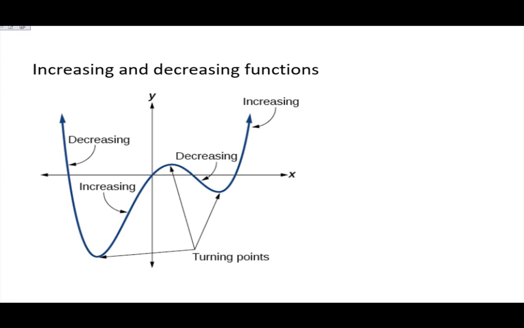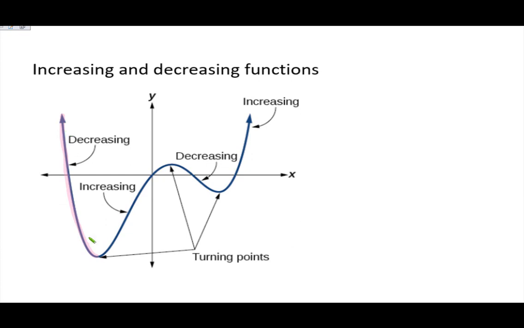So let's talk about when a function is increasing and when a function is decreasing. Now, whenever you're determining if a function is increasing or decreasing, remember you're always reading the graph from left to right. So always go from left to right. For example, right here, if I'm going from left to right, the graph is going down right here.